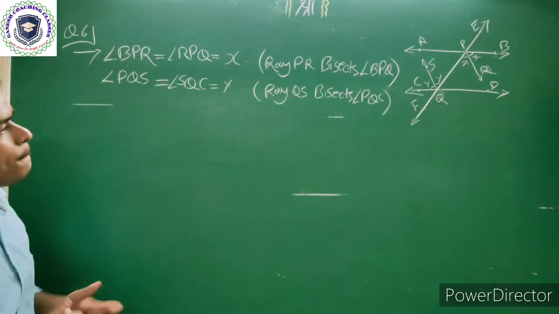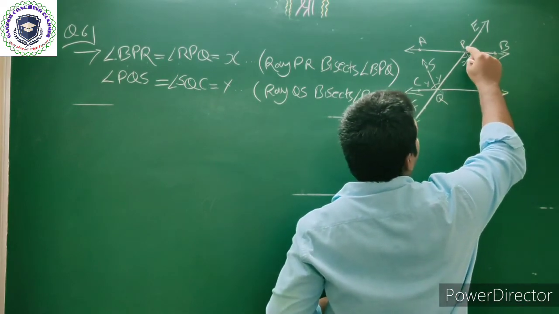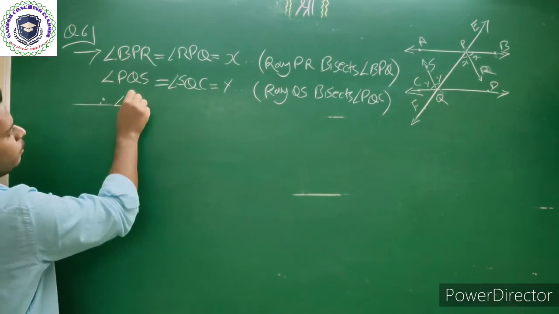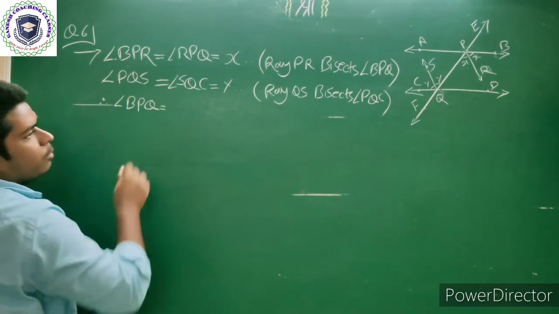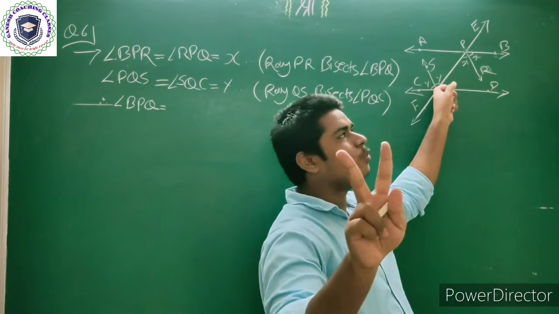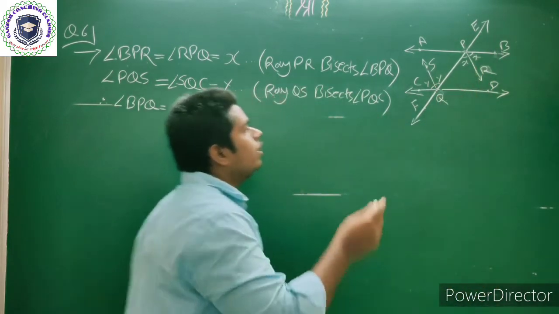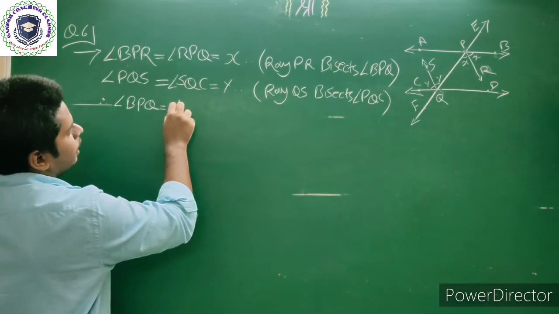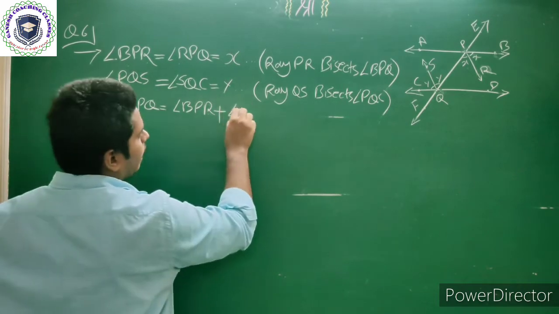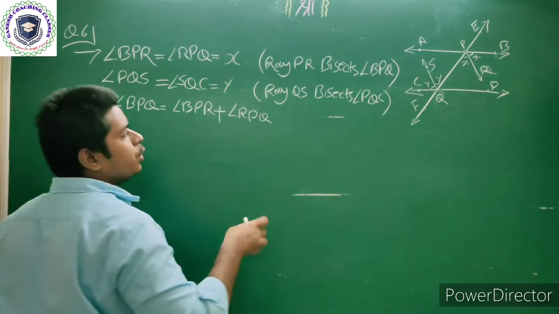Okay, so now here we are looking at what will be the value of angle BPQ. We are given that BPQ is divided into two equal parts, that is BPR and RPQ. So we can write BPQ as angle BPR plus angle RPQ, because it is divided into two equal parts.